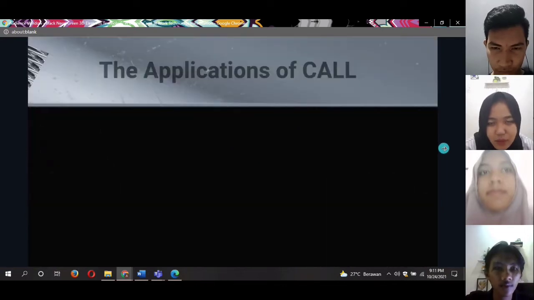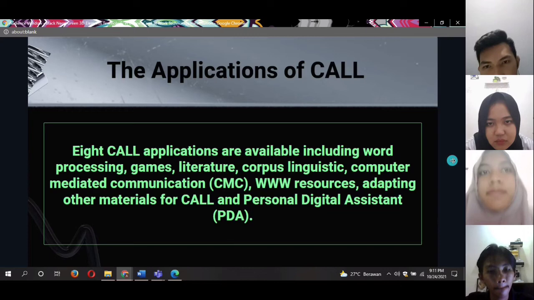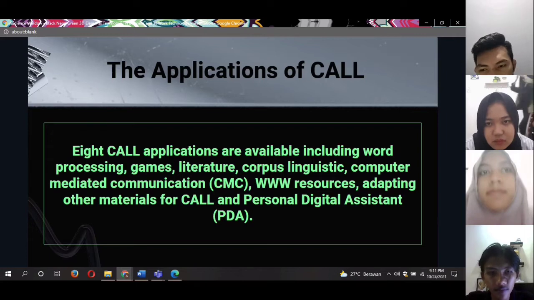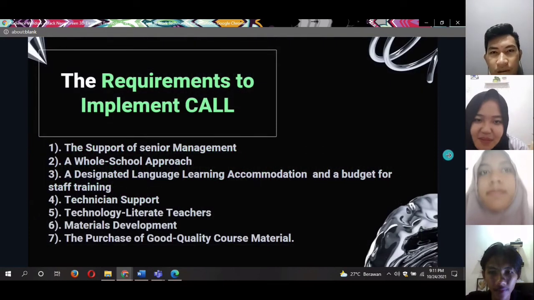And the next, the applications of CALL. CALL applications available include word processing, games, literature, corpus linguistics, computer-mediated communication, and research, adapting other material for CALL, and personal digital assistants or PDAs.